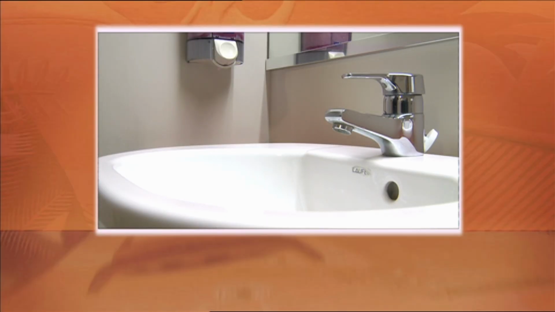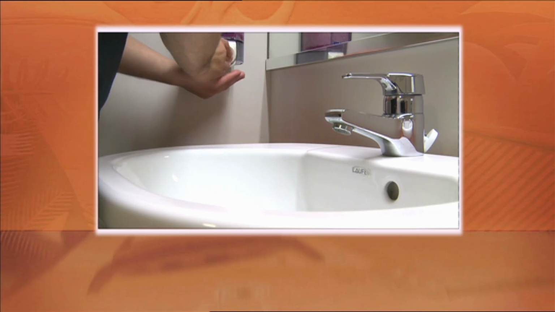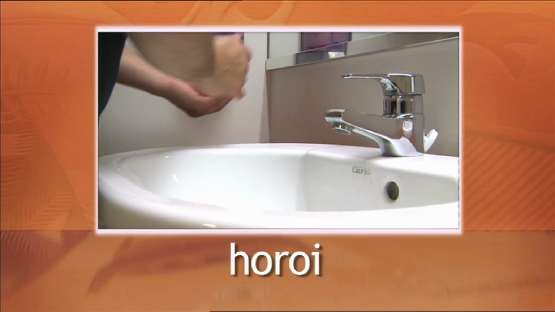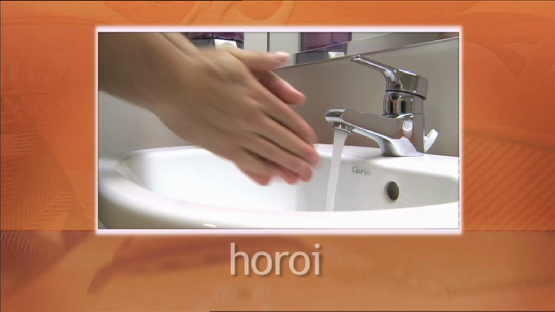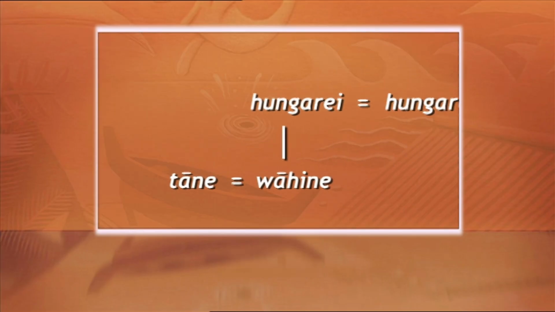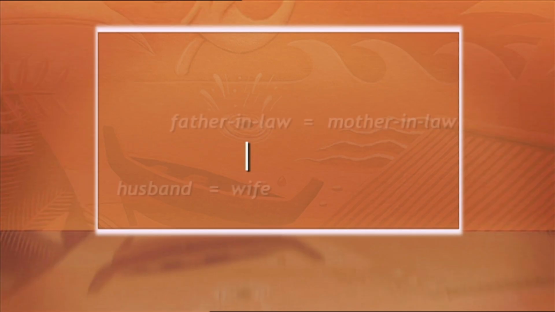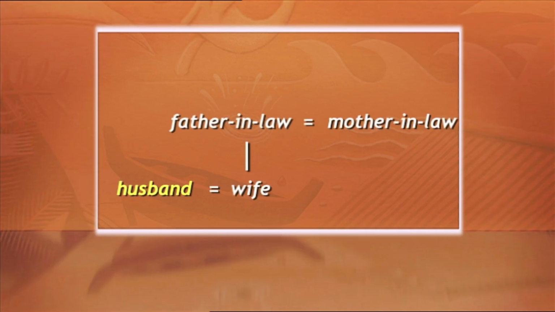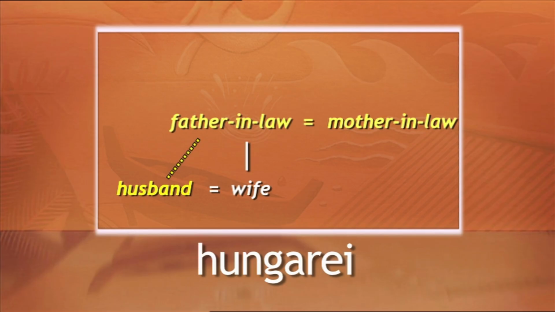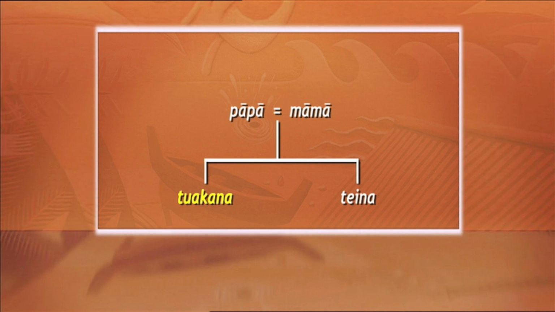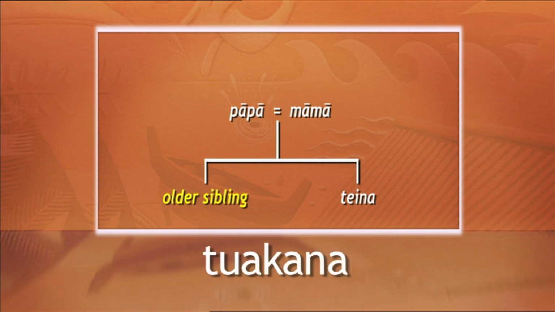Okay, now we're going to use our images to practice retaining our kupuhou. Try and guess them before you hear the pronunciation. Horoi, to wash. Hungarei, father-in-law. Tuakana, older sibling of the same sex.